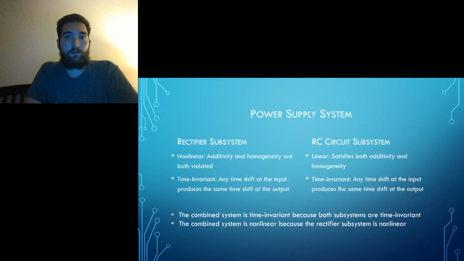The rectifier subsystem is nonlinear because it does not satisfy additivity or homogeneity, whereas the RC circuit subsystem is linear because it does satisfy both of those properties. Both systems are time invariant because any time shift at the input will produce the same time shift at the output. Therefore, the combined system is also time invariant because both systems are, but the combined system is not linear, so nonlinear, because the rectifier subsystem is nonlinear.